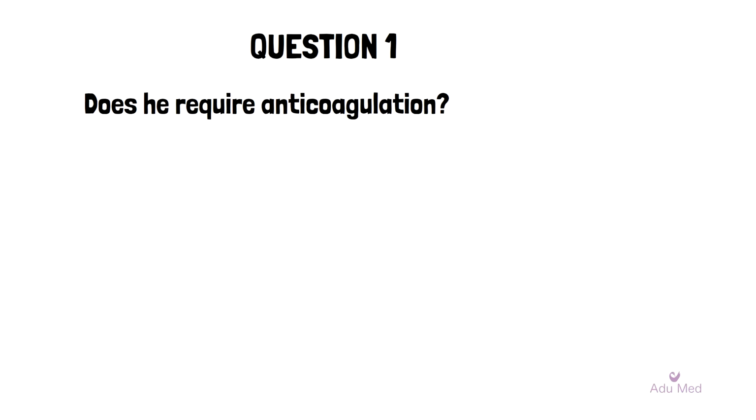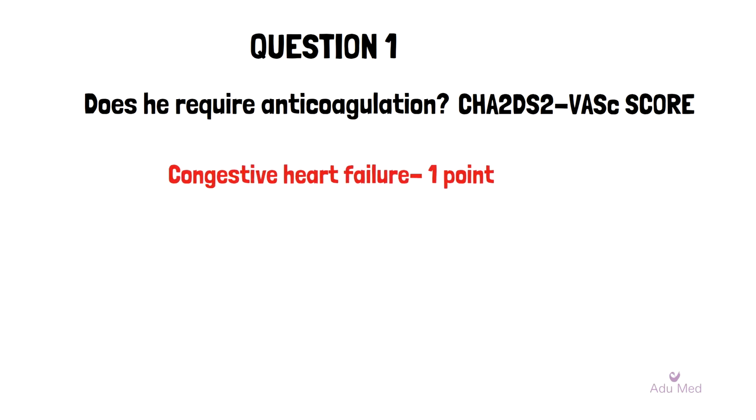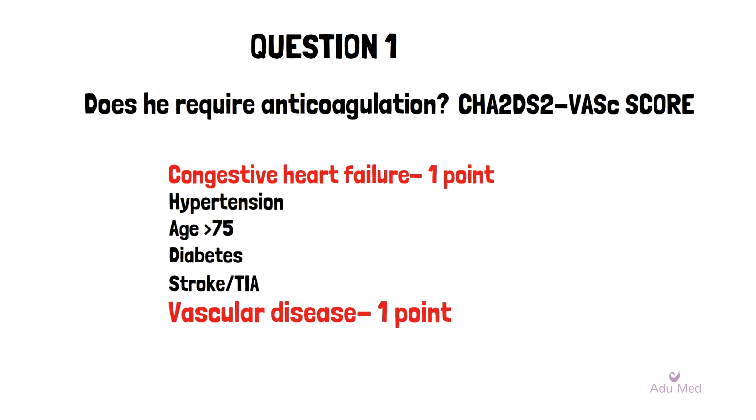Well, to answer this question, we can use the CHA2DS2-VASc score. In this particular case, this patient scores 2 points as a result of his heart failure diagnosis, as well as his history of peripheral arterial disease. A score of 2 in a male means that he will benefit from anticoagulation. You can also use the new ORBIT tool, which has replaced the old HAS-BLED scale, to determine his bleeding risk.